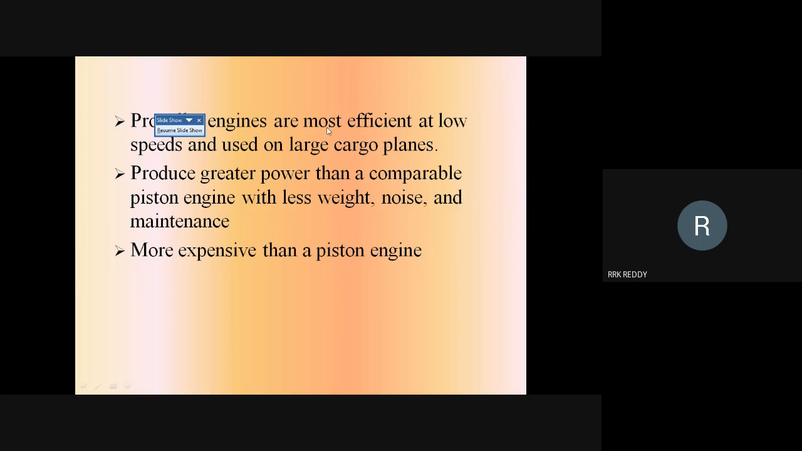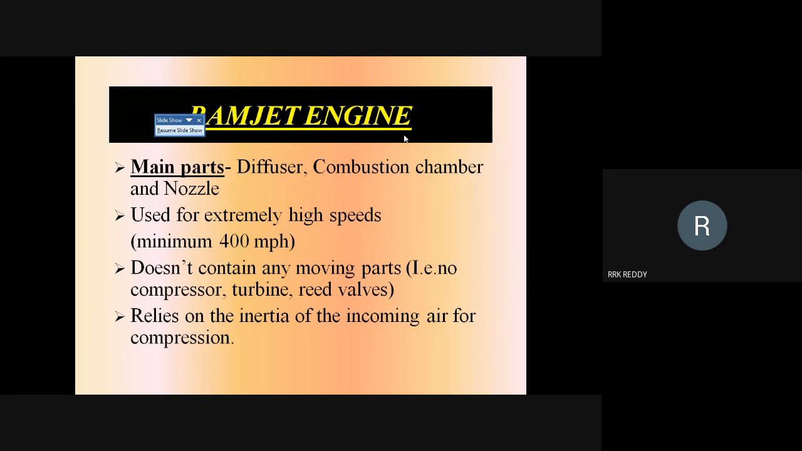Propeller engines are most efficient at low speeds and used on large cargo planes, and they produce greater power than comparable piston engines. Aircraft engines also use reciprocating piston engines, radial engines and V engines, but of very small size. Propeller engines produce greater power than piston engines, and are more expensive. Propeller engines are used for medium size aircraft, and turbofans and turbojets are used for heavy size aircraft. Then the last type of aircraft engine is the ramjet engine.